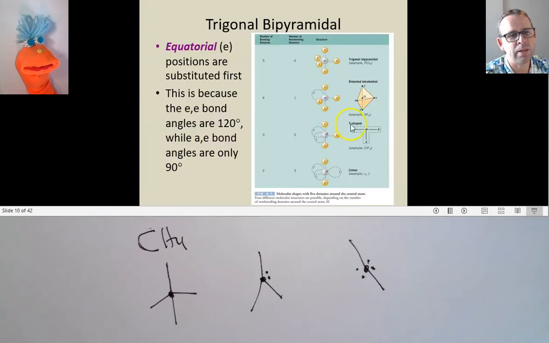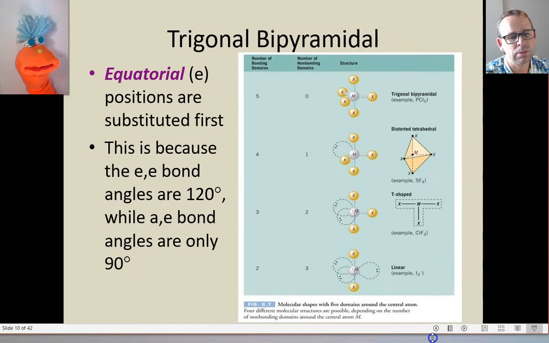Okay. Now let's look at a trigonal bipyramidal compound, 5 regions of electron density, and replace those binding regions with non-bonding regions, and see what we call the resulting compound. So this resulting compound here is called a distorted tetrahedral. This one here is called T-shaped. This one here is called linear.